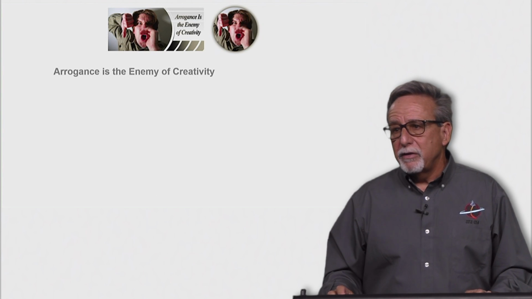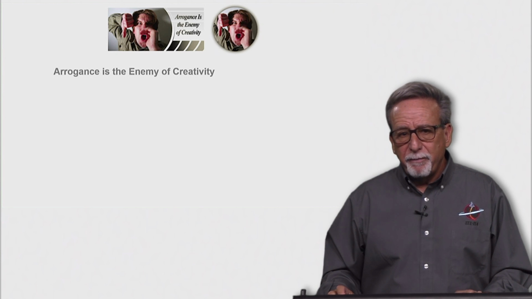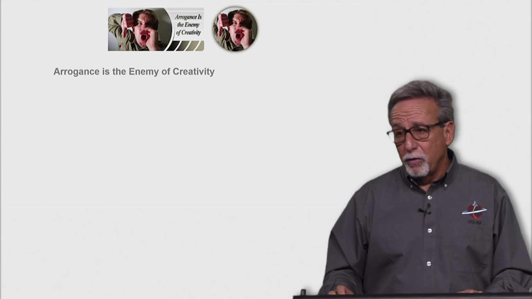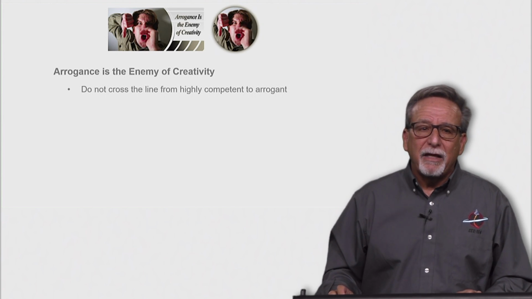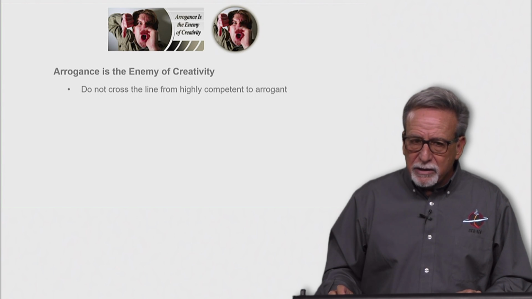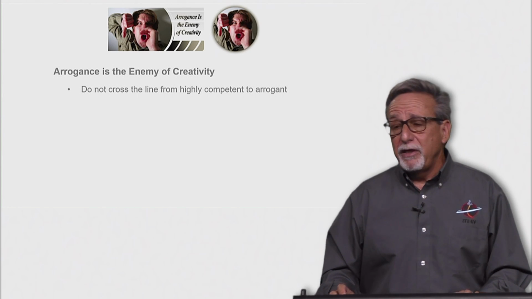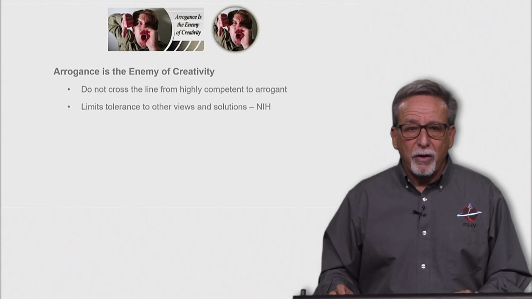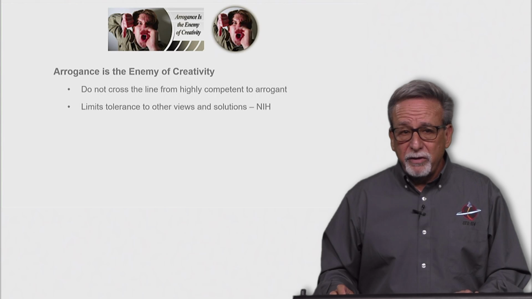Our next theme is arrogance is the enemy of creativity. I believe this is one of the most serious impediments to creativity and should be recognized and avoided by an innovative, high-performing team at all costs. We should strive to be highly competent and should avoid crossing that line and becoming arrogant. Once we cross that line, arrogance distorts our perception and it prevents individuals and teams from seeing other views. Entire organizations can develop a not invented here culture, where they limit solutions to ideas from their team because they believe that they and only they are the experts and truly understand the problem.